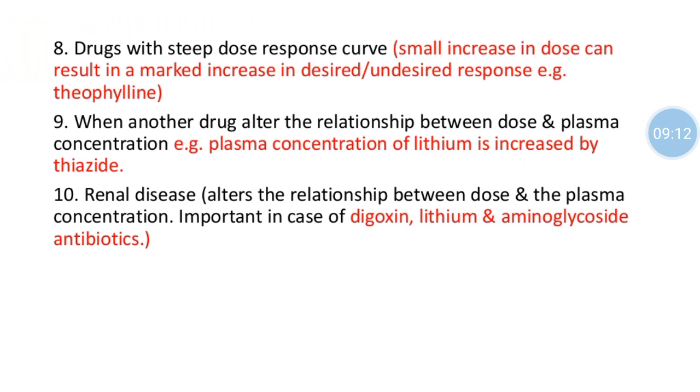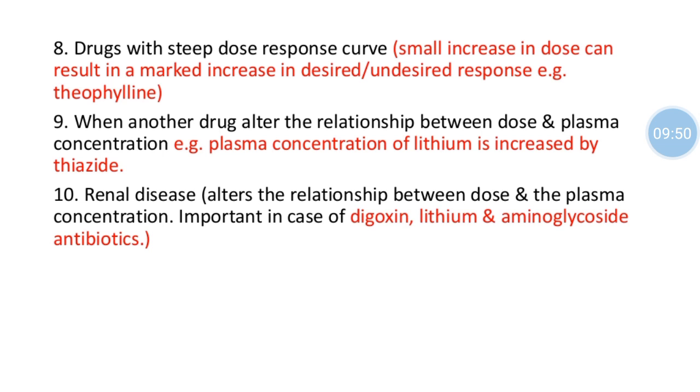Drug with a steep dose response curve. A steep dose response curve means that a small increase in dose can markedly increase the desired or undesired response, as with theophylline. If you increase the dose by a small amount, the response increases drastically. That also requires therapeutic drug monitoring. Also, when another drug alters the relationship between the dose and plasma concentration of another drug, meaning two or three drugs are taken at one time, they produce different effects.